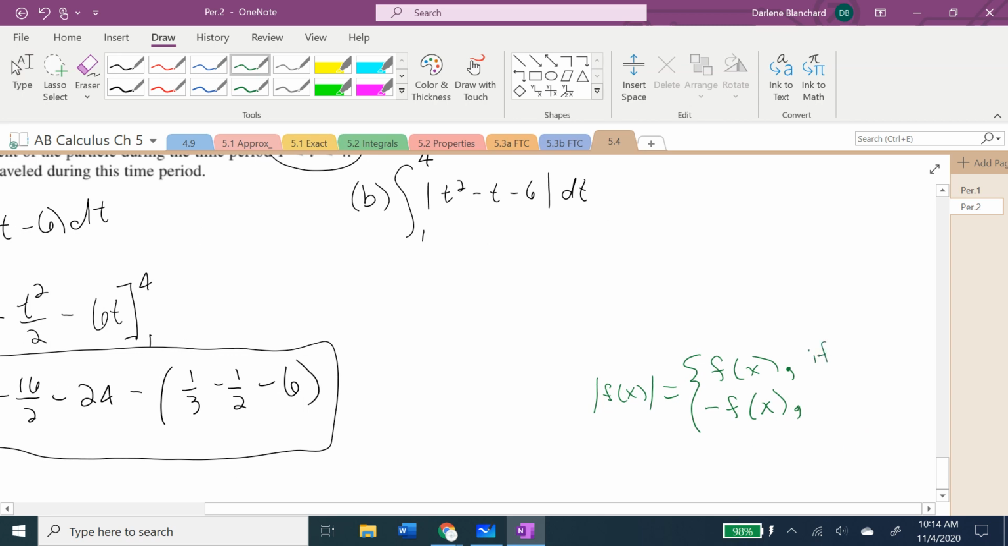So if f of x is a positive value, but you've got to go through and figure out what are the x's that make it positive and what are the x's that make it negative. And one of them gets the or equal to sign. Usually it goes with the positive, but it doesn't really matter either way. So what you need to do is look at when is t squared minus t minus 6 equal to 0.